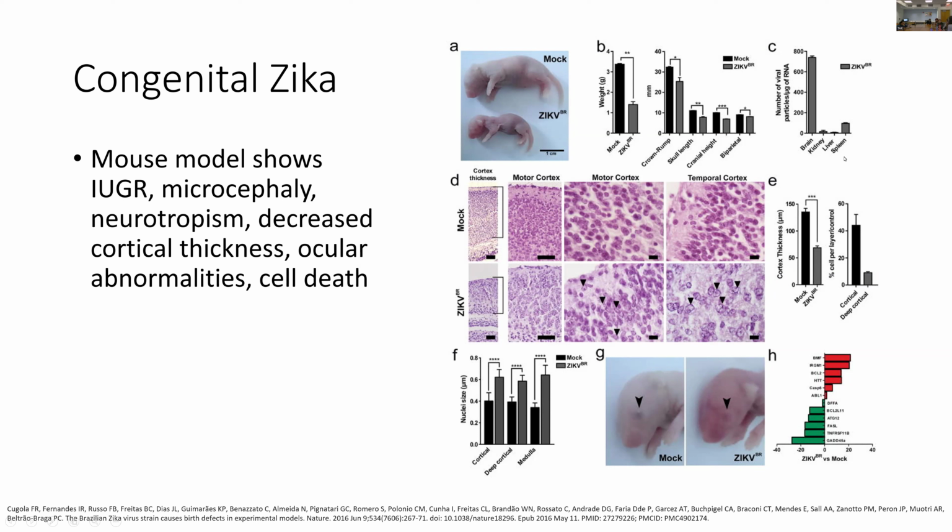And then when they dissected the mouse fetuses, they see that there is a tropism for neural tissue with high levels of the Zika RNA in the brain tissue. Here we can see it on immunohistochemistry as well, that there's a lot of virus in the brain tissue. They also saw that there was decreased cortical thickness in the brains of the mice, showing that the virus is causing the brain damage that we associate with congenital Zika syndrome. And they also saw ocular abnormalities and then increased markers of cell death in the brain. So mouse model confirms the pathophysiology of Zika.